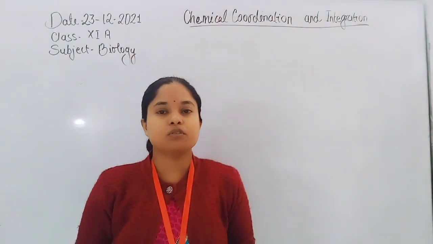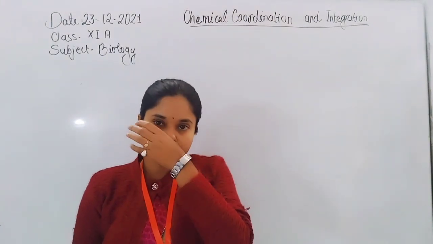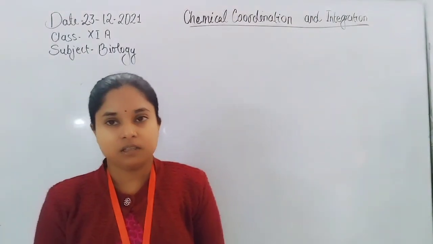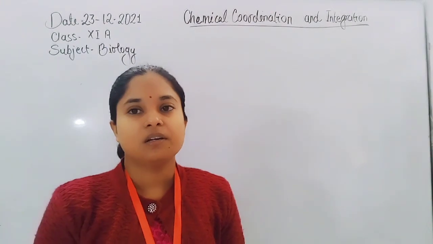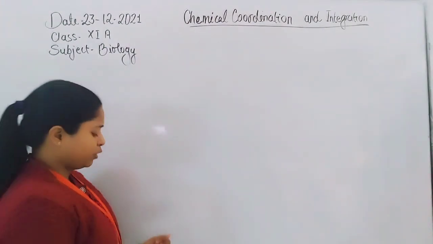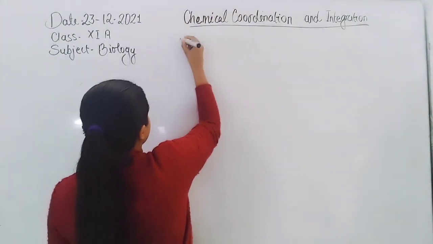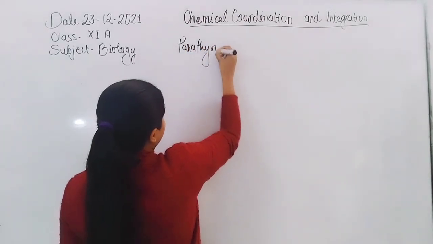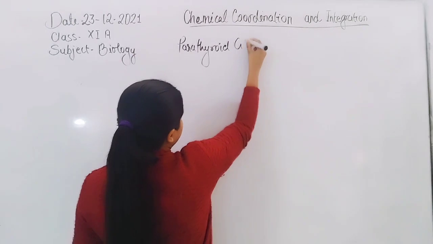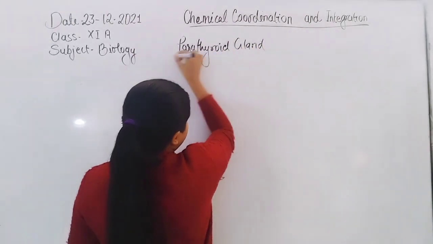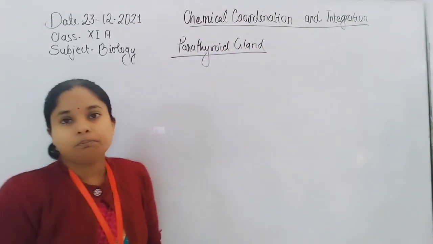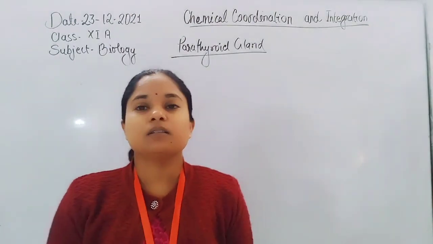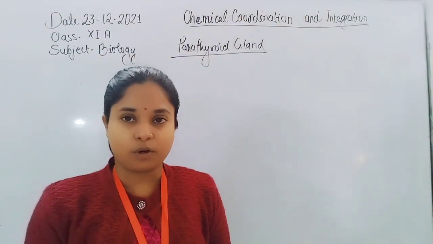In this class, I am going to start with another important topic of the chapter Chemical Coordination and Integration, and the topic is the parathyroid gland. Parathyroid gland is present at the posterior region of the thyroid gland.